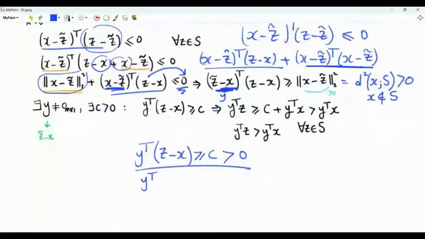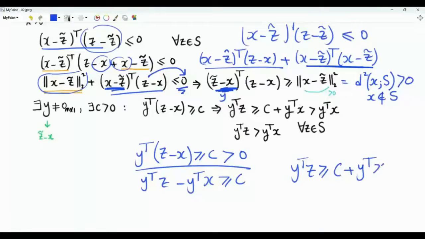This means that y transpose z minus y transpose x is greater than or equal to c, which can be written as y transpose z is greater than or equal to c plus y transpose x. And this is true for any z in set S. The conclusion is that there exists a vector y. Specifically, this vector is z tilde minus x. This vector is the projection of x onto S minus x. There is this vector that satisfies the following inequality.